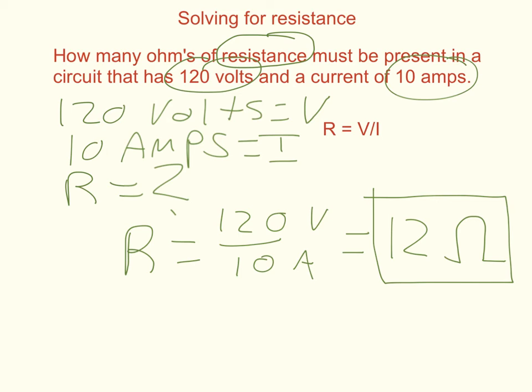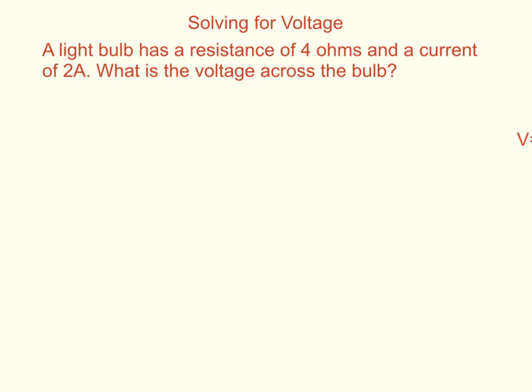Okay, welcome back. Now to go on to our last heading, solving for voltage. So we have a new problem here. A light bulb has a resistance of 4 ohms and a current of 2 amps. What is the voltage across the bulb? So again, my first step, find my numbers. I have 2 A and 4 ohms. So I'm going to write those down.